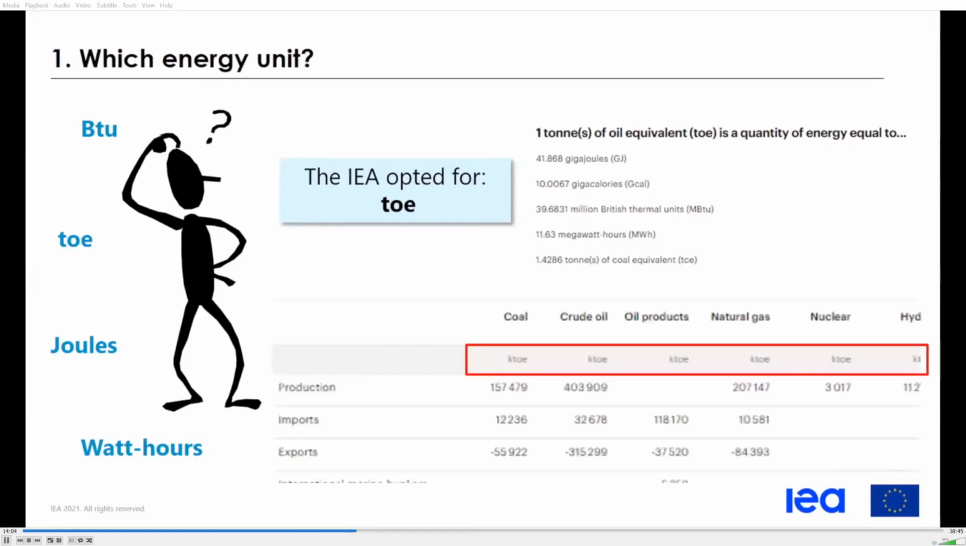The conversion of the IEA energy balance to any other energy unit would be straightforward. The choice of the ton of oil equivalent is based on the history of the IEA creation after the first oil crisis.